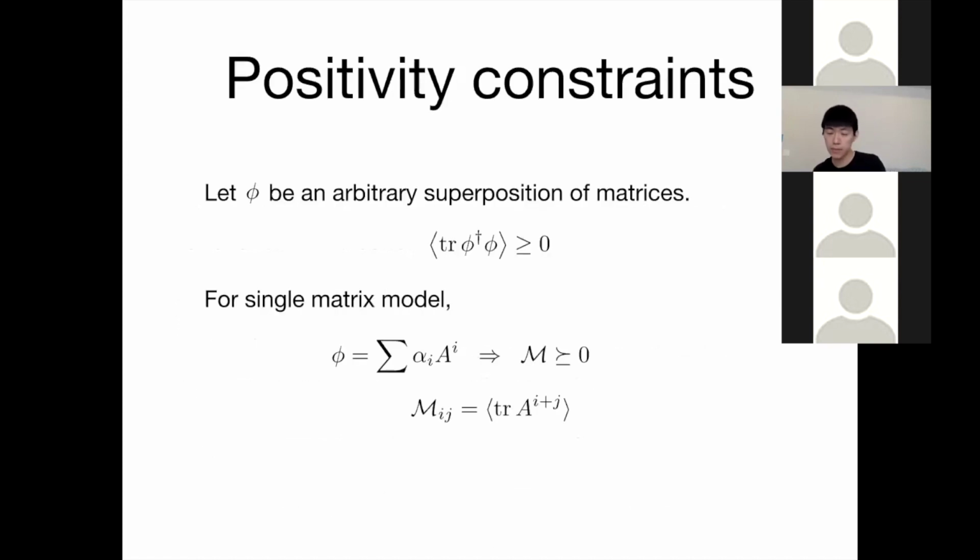Okay, let me now explain the positivity constraints. So the question is very simple. If I hand you a list which purports to be a list of correlation functions of a large N multi-matrix model, how can you tell if I'm lying?